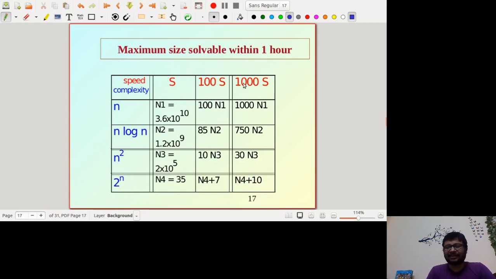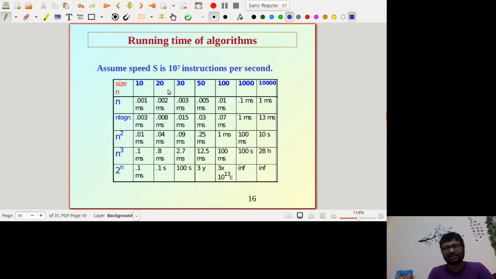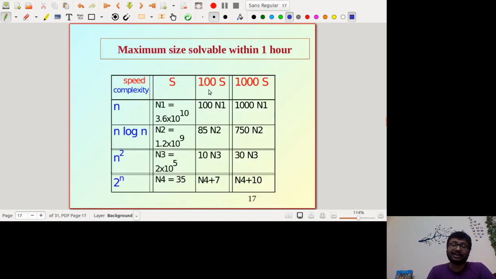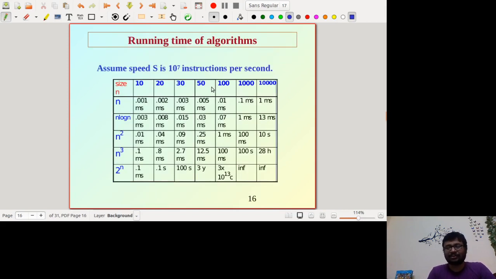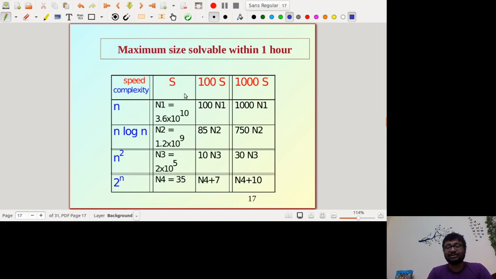Let's consider 3 different machines. The first one runs at speed s, which is 10 to the power 7 instructions per second. The second one is 100 times faster, and the third one is 1000 times faster. So how do these algorithms do on these faster machines? Now, what are these n1s? n1, n2, n3 and n4 are the maximum sizes that are solvable within 1 hour. So n1 is the maximal size that this algorithm can solve within 1 hour, and so on.